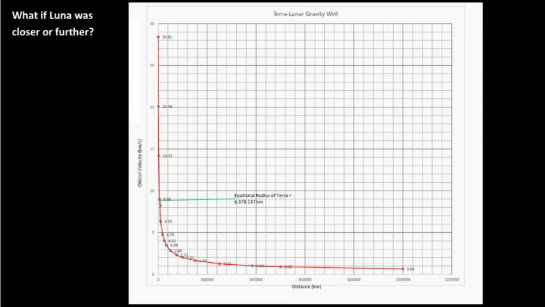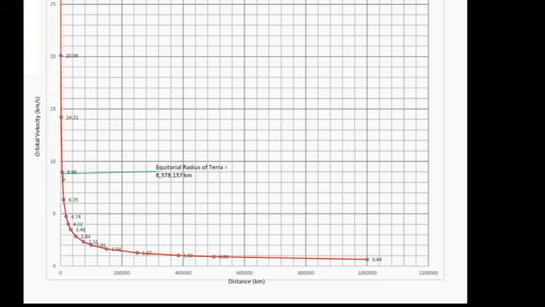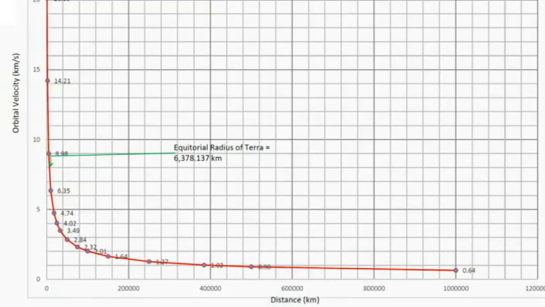Even here I put the equatorial radius of the Earth in kilometers, just to show you where this becomes significant, because obviously the moon can't orbit less than that. But this shows you a nice logarithmic graph. The point of me doing this was to show you that if the moon were closer to the Earth, it would have to orbit much faster in order to maintain that orbit. And as it gets further out, it doesn't need to go as fast. That was the point of this.